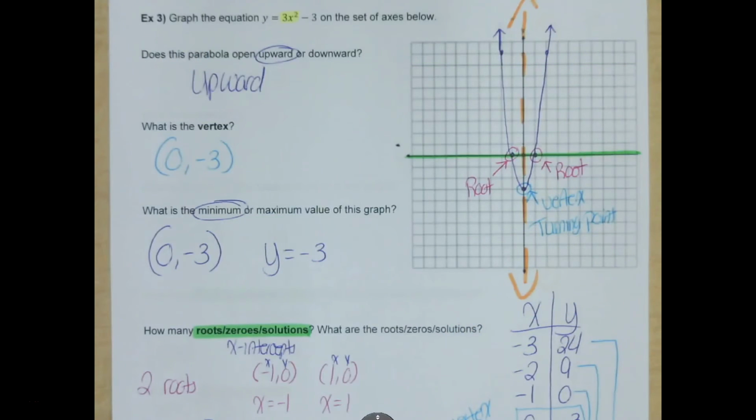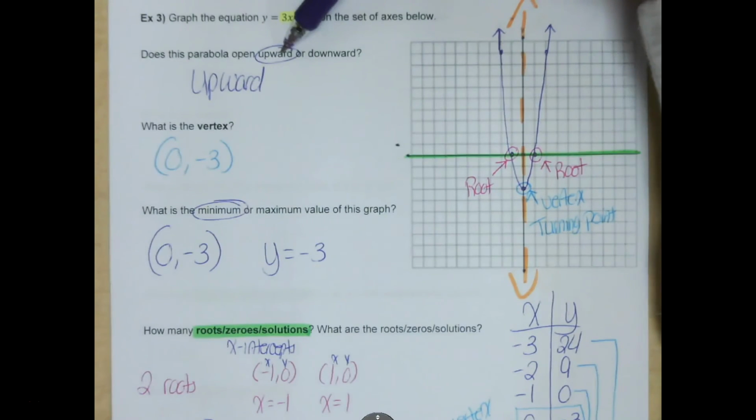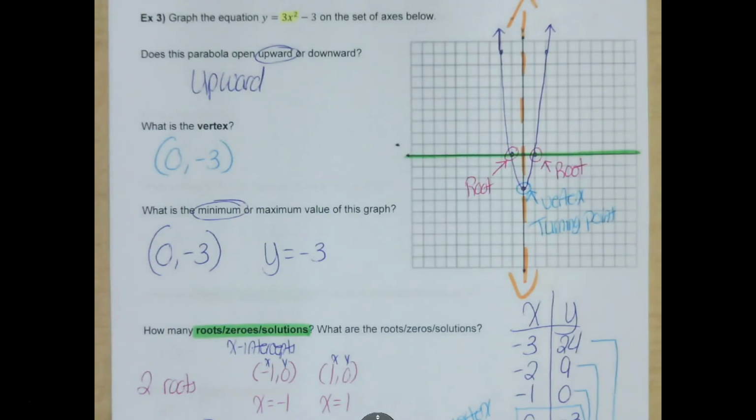All right, boys and girls, here's the answer to example 3. It says graph the equation y equals 3x squared minus 3 on the axis below. Before I even type this into my calculator, right off the bat, I'm noticing again that my leading coefficient is a positive 3x squared. So I know that this is going to be opening upward. It's going to look like a happy face or a regular U before I even plot.